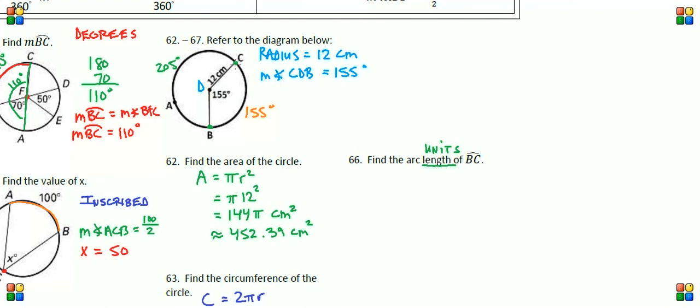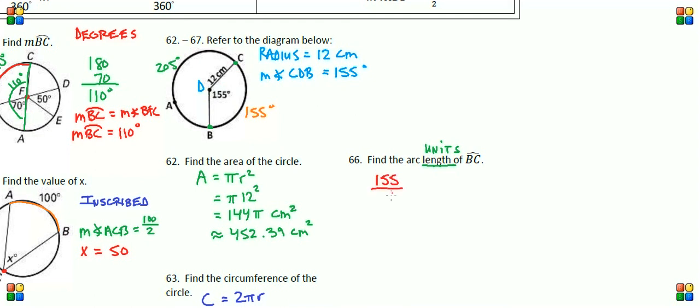Well, if you look at this, BC is basically just part of the circumference cut out of the circle. So we have to figure out how much of the circumference, or the total perimeter of this circle, is represented by the arc BC. And we do that with the formula. And remember, recall this formula. It's up here on the top of the page. It's going to be the measure of the central angle that intercepts CB. That's 155.